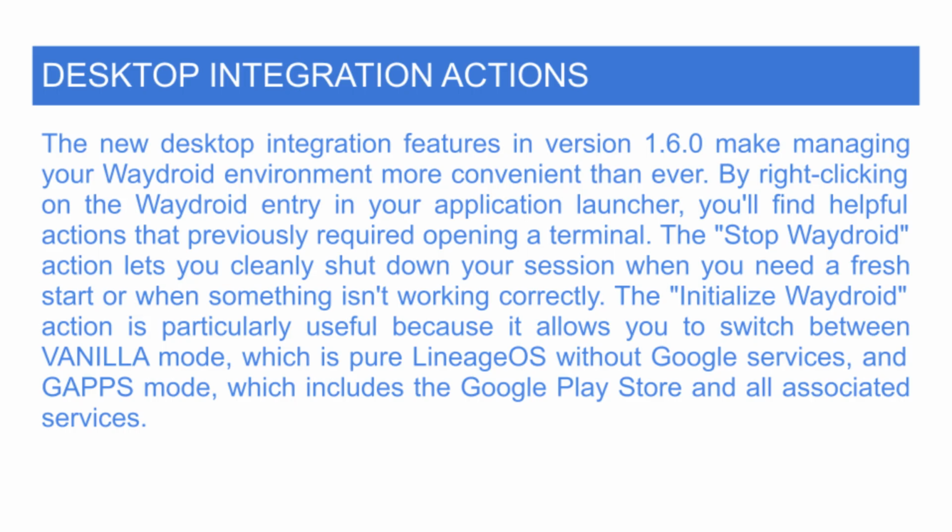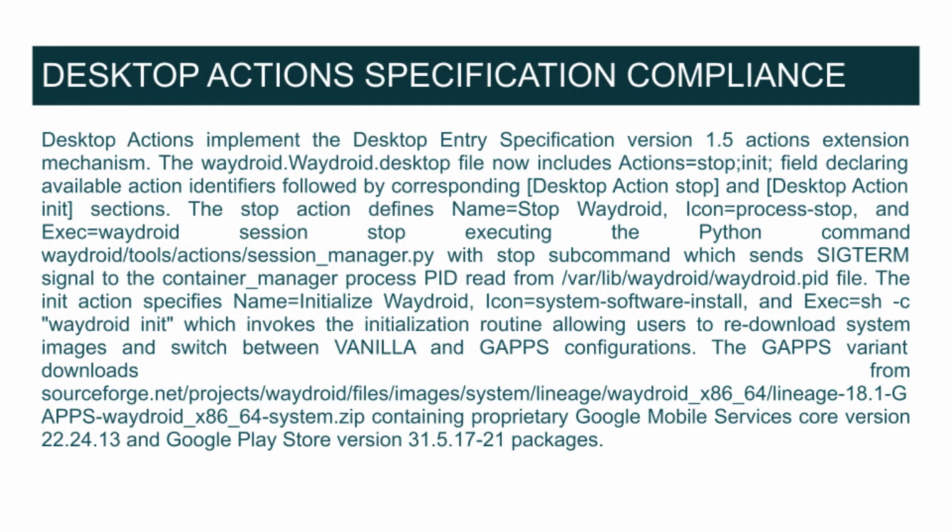This one is particularly interesting because it allows you to switch between different Android system images. Specifically, you can toggle between what's called vanilla, which is a pure LineageOS installation without Google services, and GAPPS, which includes the Google Play Store and the Google apps and services. Being able to switch between these configurations without reinstalling everything is a huge time saver, especially if you're trying to decide which setup works best for your needs or if your requirements change over time.